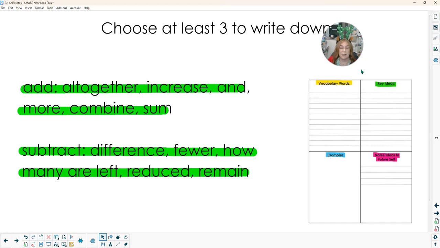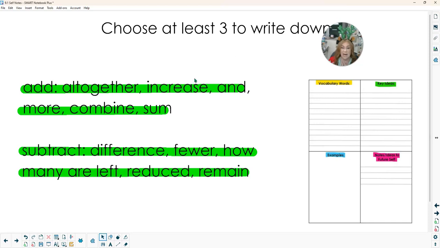So now in your key ideas, where you have add, subtract, multiply, and divide, you're going to choose at least 3 of these to write down. Please don't just choose the easiest ones or the shortest ones. Choose the ones that maybe you forget about or are new to you, or just ones that you think are going to help you in the best way.